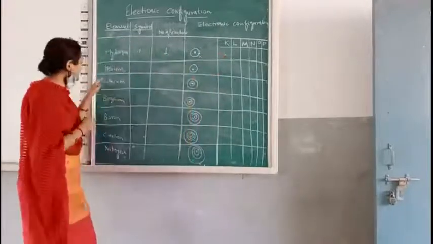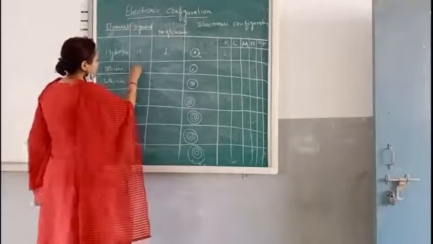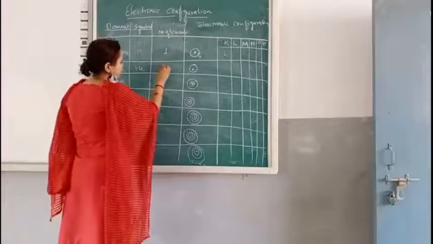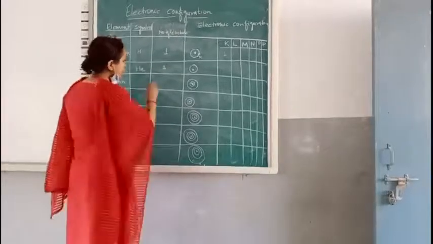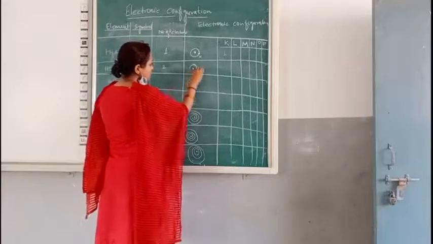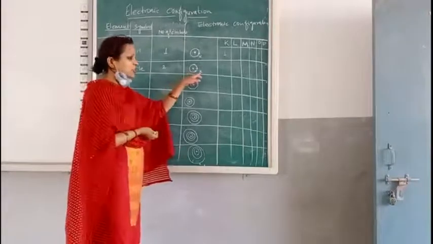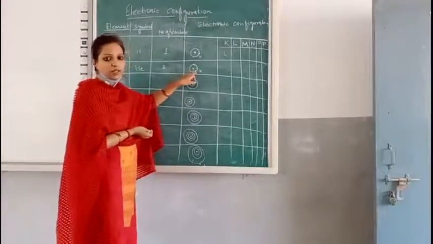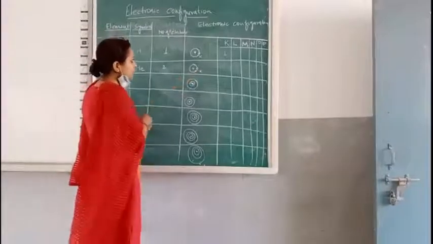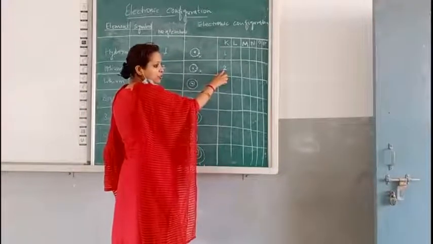Now we will see the second atom, of the next element, that is helium. You can symbolize the helium atom as He, and the number of electrons in a helium atom is 2. So how will you distribute 2 electrons? This is the nucleus and this is your K shell. So 2 electrons will be accommodated in the K shell only, as you know that the maximum number of electrons the K shell can accommodate is 2. So these 2 electrons of helium will be accommodated in the K shell only. So the electronic configuration of helium will be 2.